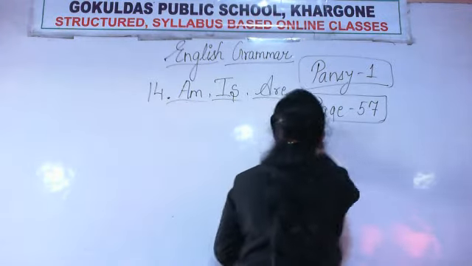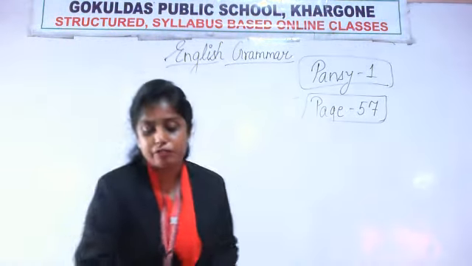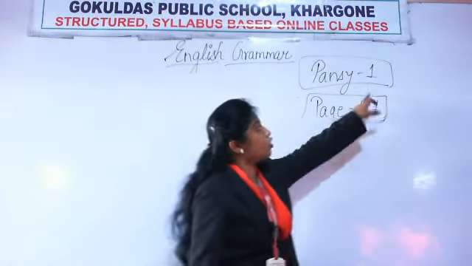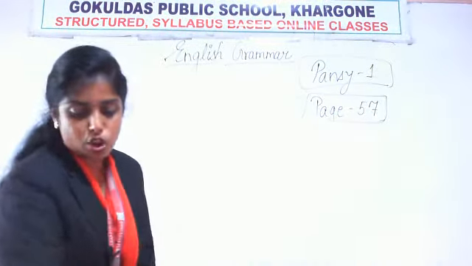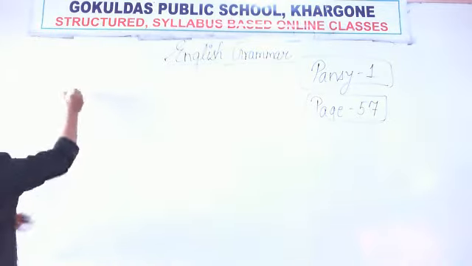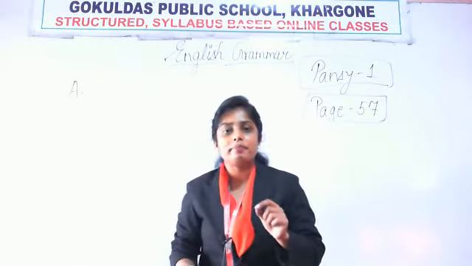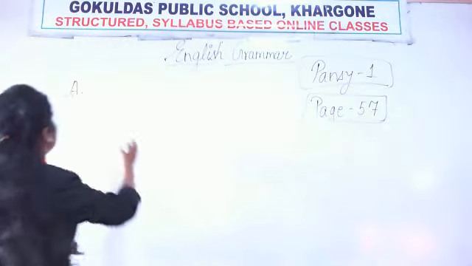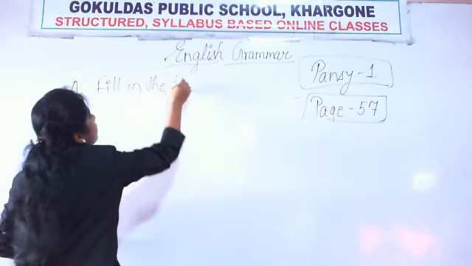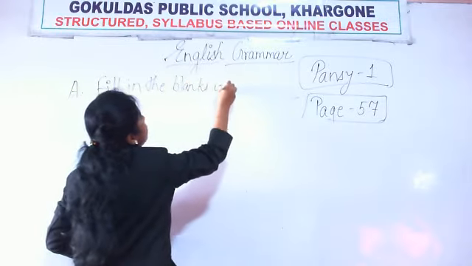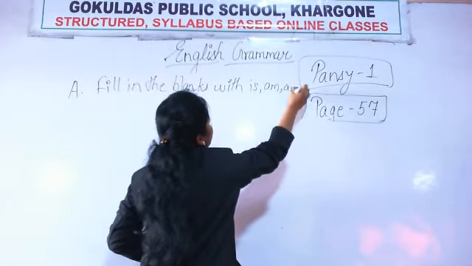So for that you have to open page number 57 of your Pansy. Page 57 of your first term Pansy English grammar book. On page number 57, question number A is given. The question is: fill in the blanks with is, am and are.